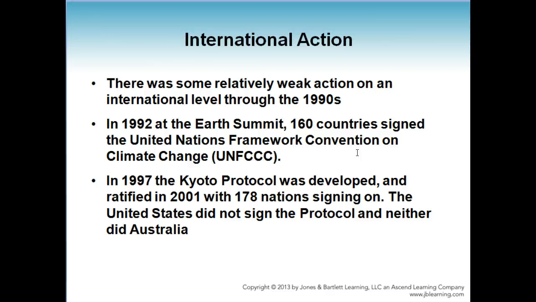There's some relatively weak action on the international level through the 1990s. In 1992 at the Earth Summit, 160 nations signed the United Nations Framework Convention on Climate Change, the UNFCCC. And then in 1997, the Kyoto Protocol was developed and ratified in 2001, with 178 nations signing on. The United States did not sign the protocol, and neither did Australia.